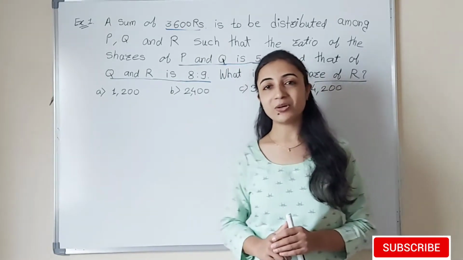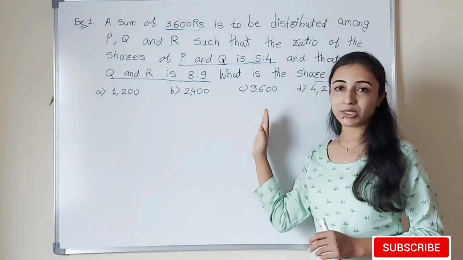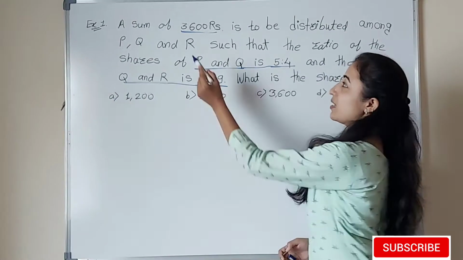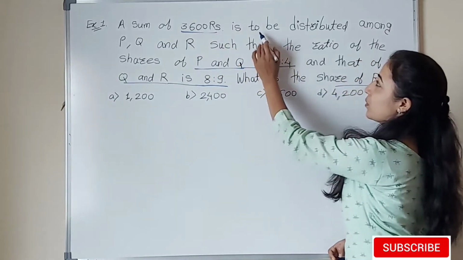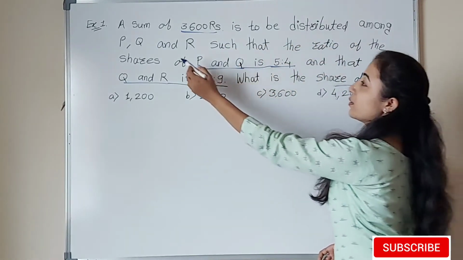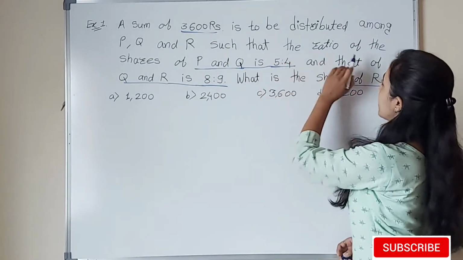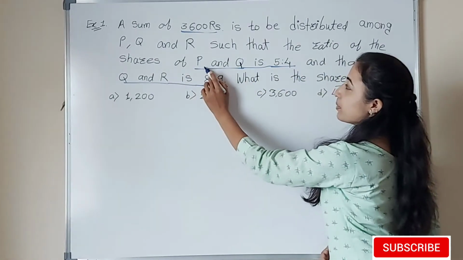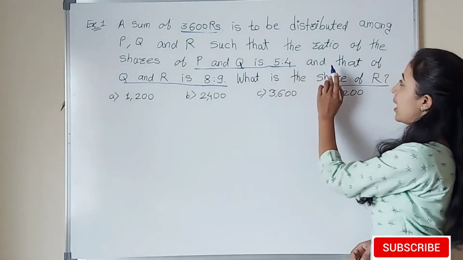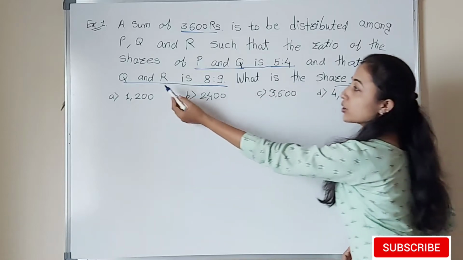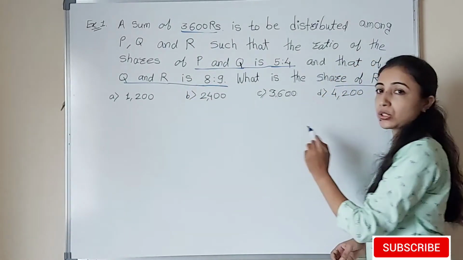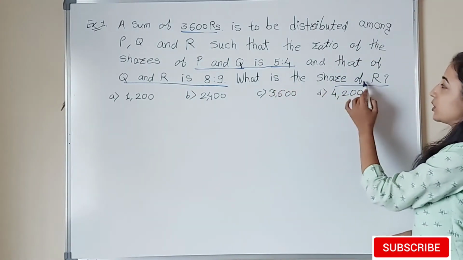Let's start with our main topic, that is ratio and proportion. Here the question is: the sum of 3600 rupees is distributed among P, Q, R such that the ratio of the share of P and Q is 5:4 and that of Q and R is 8:9. Then what is the share of R?